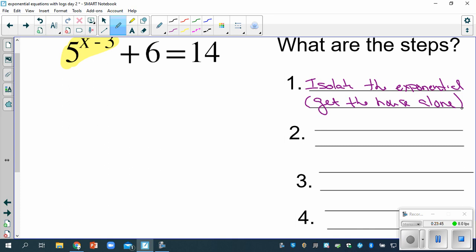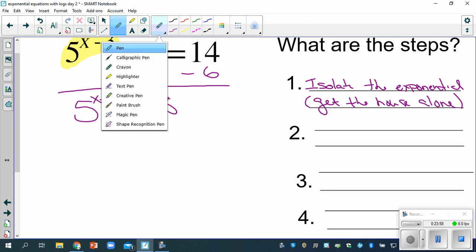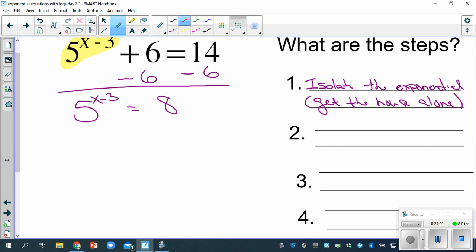So here comes step 1. I'm going to do it in purple. We're going to get everyone away from the house. Here's what we've got: 5 to the x minus 3 equals 8. Yay. Now the next thing, I'm going to keep changing colors. The next thing that we have to do is bring people out of the attic, and we're going to use logs to bring down the exponent.